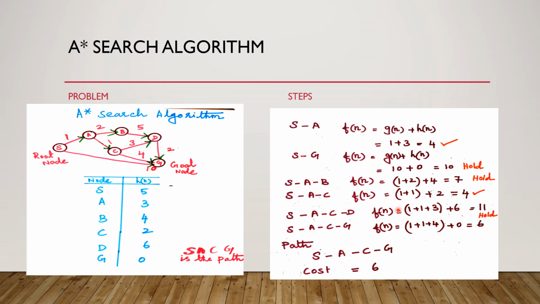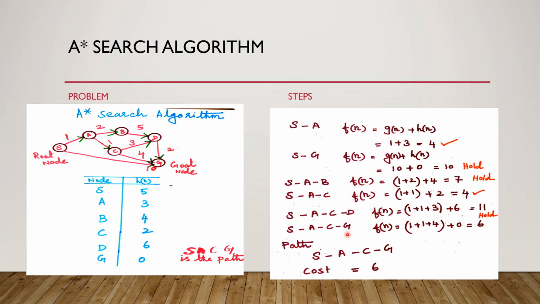So now the f of n value for S to A to C to D is equal to 1 plus 1 plus 3 plus 6, equal to 11, and f of n for S to A to C to G is equal to 1 plus 1 plus 4 plus the h of n value of G, which is 0. So this is 6. Now we consider what are all the values available in the hold. 10 is available in the hold condition. From the previous step 7 is also available in the hold condition, and now 11 and 6 are available.